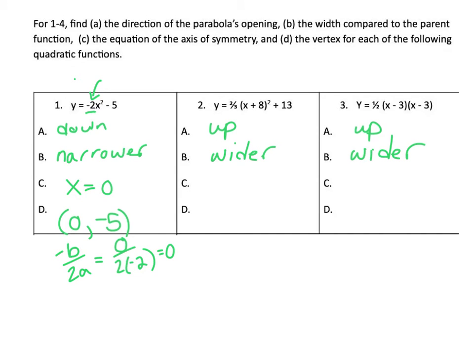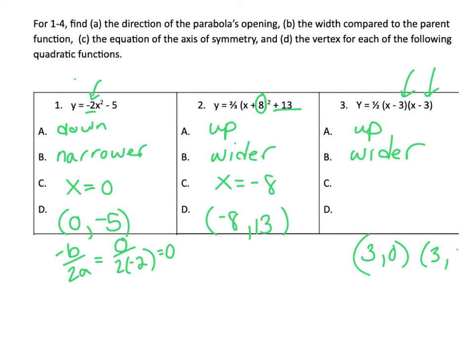The second one is in vertex form. It's easier. Go opposite, same. Opposite of 8, the same as 13. So (-8, 13). And my axis of symmetry would be x equals -8. The next one is a little trickier because it gives us where it crosses the x-axis. So it's going to cross at (3, 0) and (3, 0).